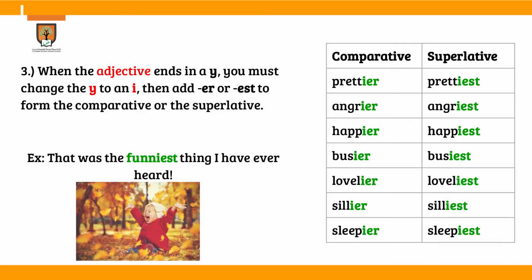Rule number 3. When the adjective ends in a Y, we must change the Y to an I, then add the ER or the EST to form the comparative or the superlative. For example, that was the funniest thing I have ever heard. For examples, prettier, prettiest, angrier, angriest, happier, happiest, busier, busiest, lovelier, loveliest, sillier and silliest, sleepier, sleepiest. So, as you can see, these are the adjectives that ended in a Y. We dropped the Y, we added an I, and then ER or EST to form the comparative or the superlative.